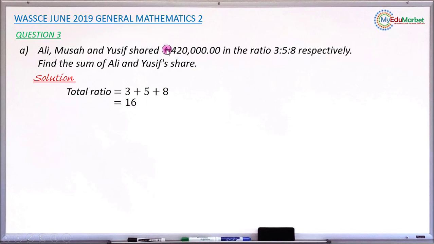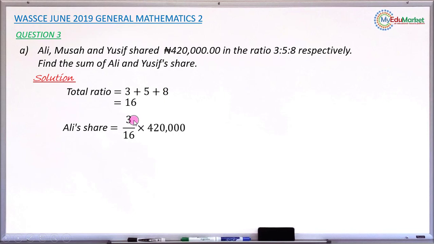This amount will now be shared into 16 different parts, so that Ali will take 3 parts and Musa will take 5 parts, while the remaining 8 will now go to Yusuf. So what you now do, first find Ali's share. What will now be shared to Ali from this amount? So Ali's share is now going to be his ratio, which is 3, divided by the total ratio, which is 16, multiplied by the amount to be shared, which is 420,000 naira.